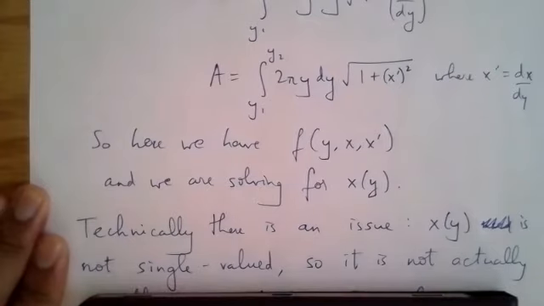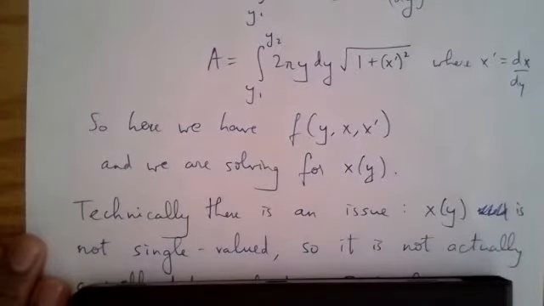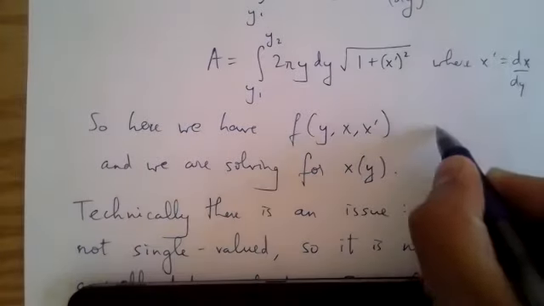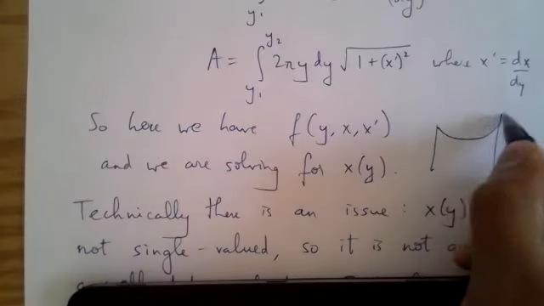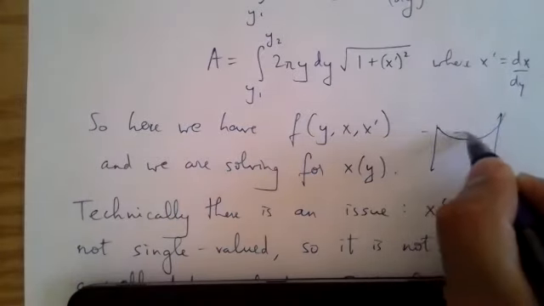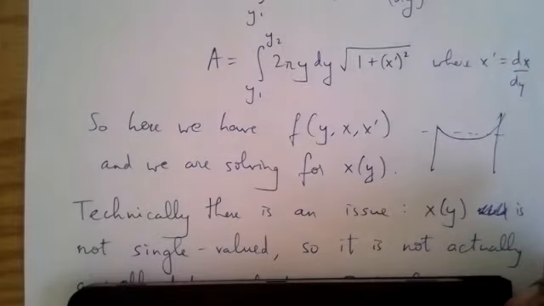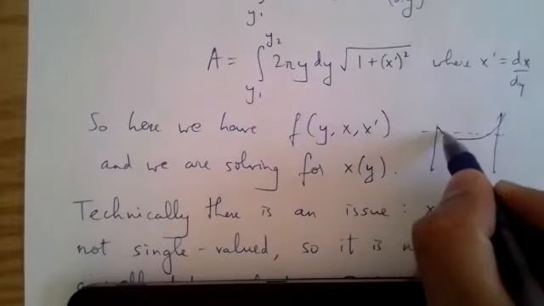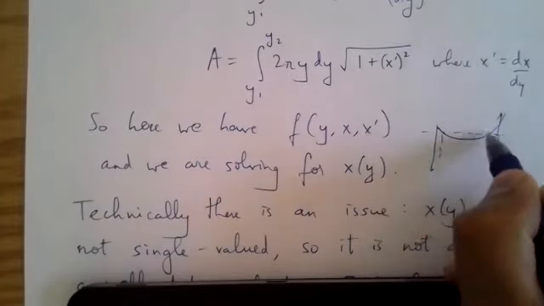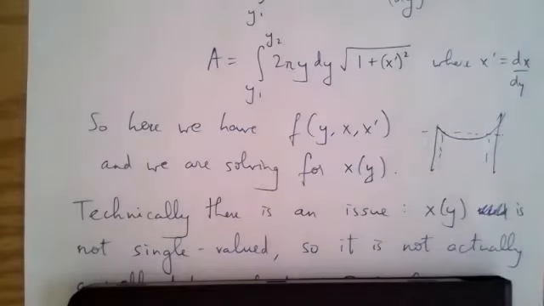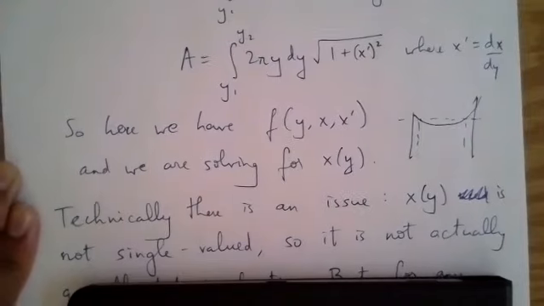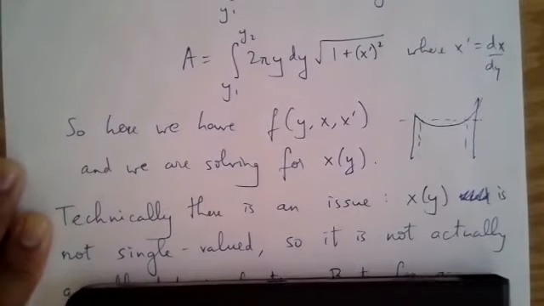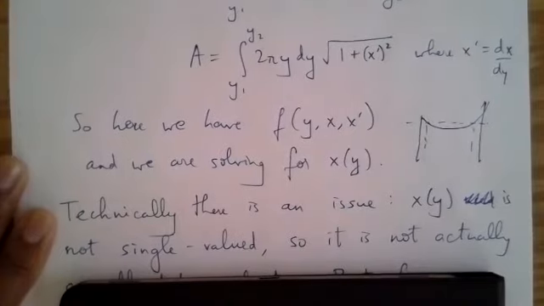Now, strictly speaking, there is an issue here because x of y is not single valued. After all, the curve would look something like this. So at a given value of y, there can be two possible values of x. So it's not really a function. However, locally, it still appears like a function. And that is what our Euler-Lagrange equation is going to really examine.